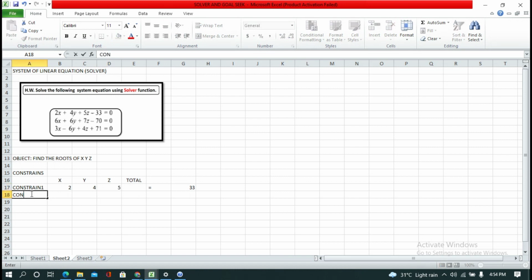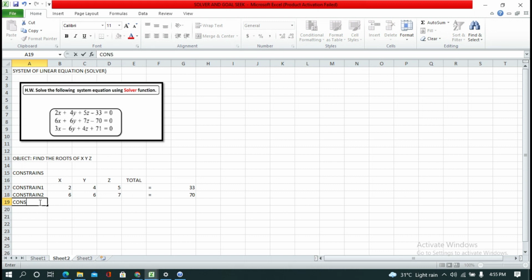And then for constraint 2, same goes. By transposing this negative 70 in here, it will become positive 70, and this equation 2 should be equal to positive 70, where 6 times x plus 6 times y plus 7 times z should be equal to 70.